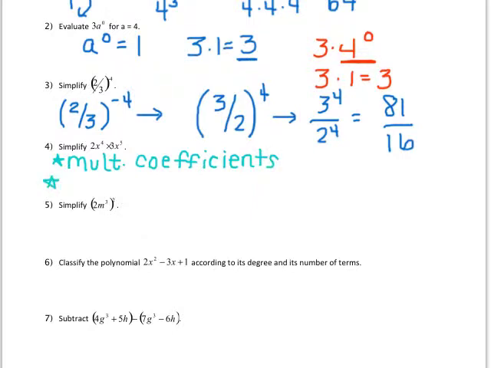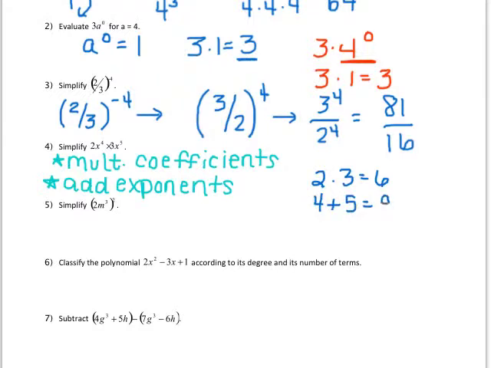But when you're multiplying powers, you add exponents. So the little tiny numbers up above the x's, you're going to add those together. Okay? So as far as your final answer, I would take 2 times 3 and get 6. And then x to the 4th times x to the 5th, I'm really going to end up doing 4 plus 5 is 9. So my final answer would be 6x to the power of 9.